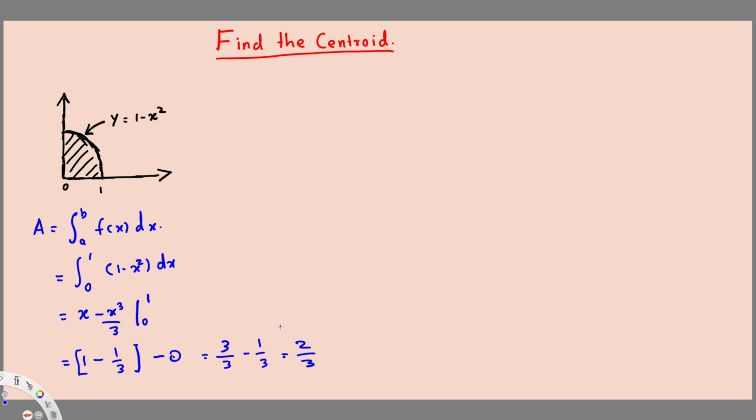Using this, let's see how we can find the x bar and y bar. First, let's find the x bar. To find the x bar, we use this equation: x bar is equal to 1 over a, integral from a to b of x times f of x dx. Let's plug in the values. 1 over a is the flip of this value. Since a is 2 by 3, 1 over a is going to be 3 by 2. So 3 by 2, going from 0 to 1, x times this function, 1 minus x squared, dx.